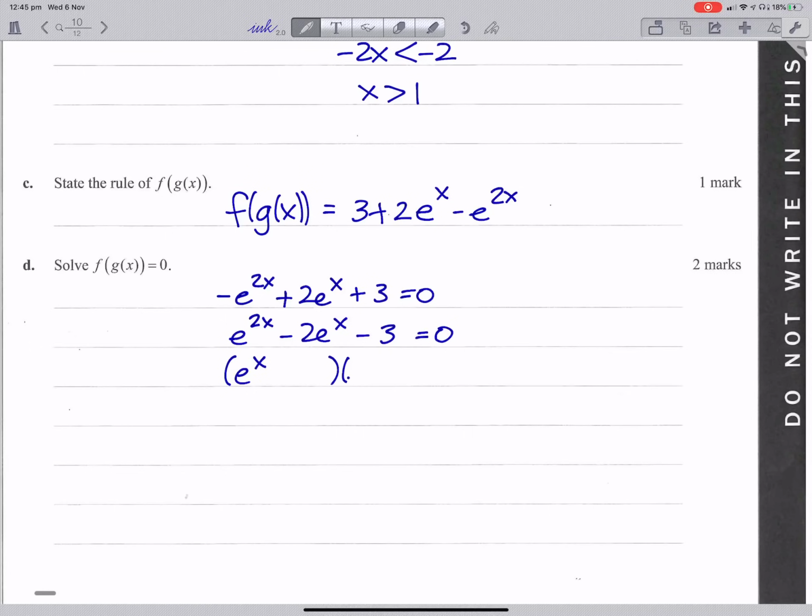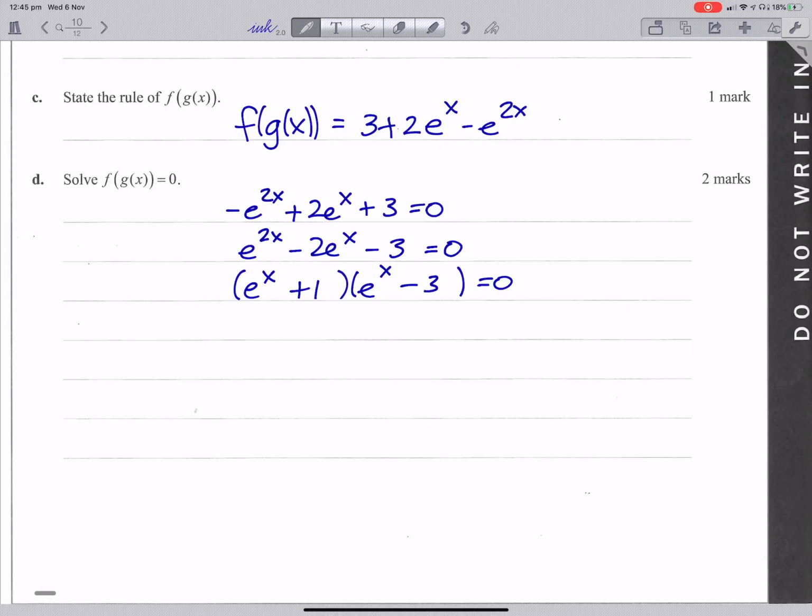Factorize it: (e to the x minus 3)(e to the x plus 1) equals 0. E to the x equals negative 1, or e to the x equals 3. X equals log e of 3. This one has no solution, as e to the x is greater than 0 for all x.